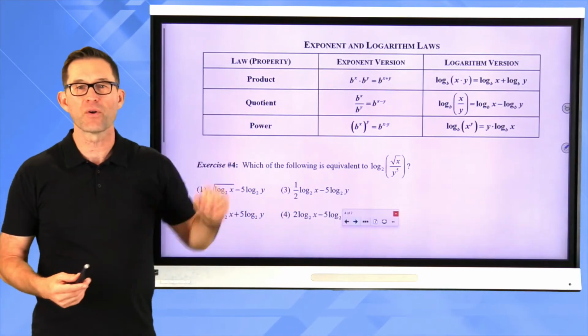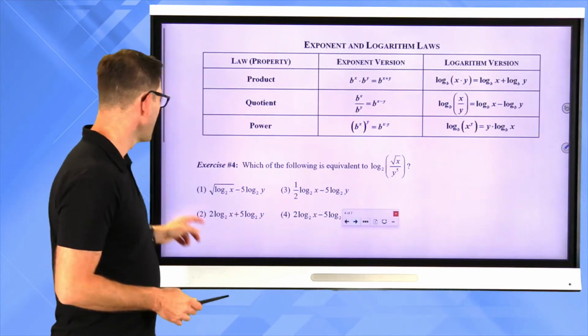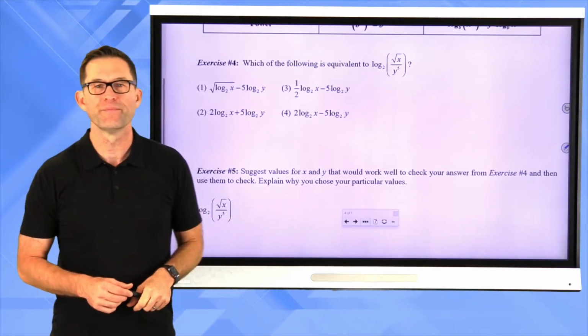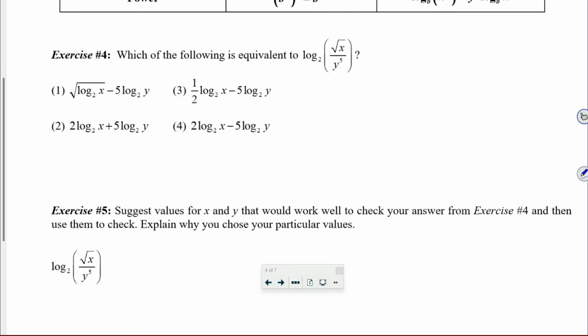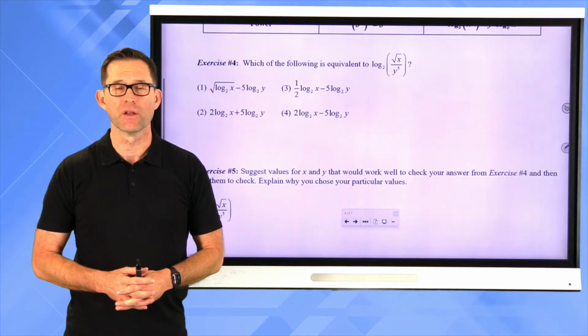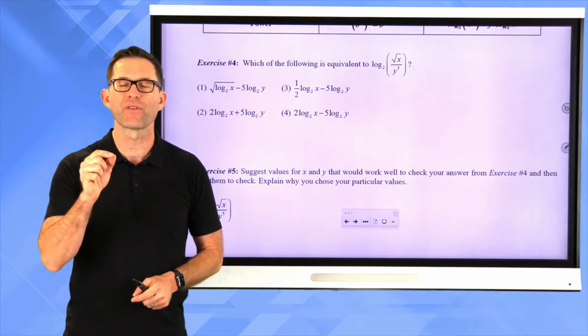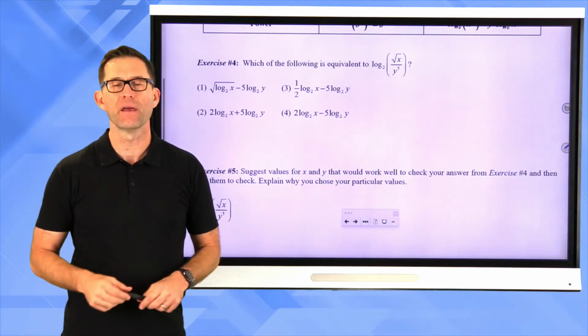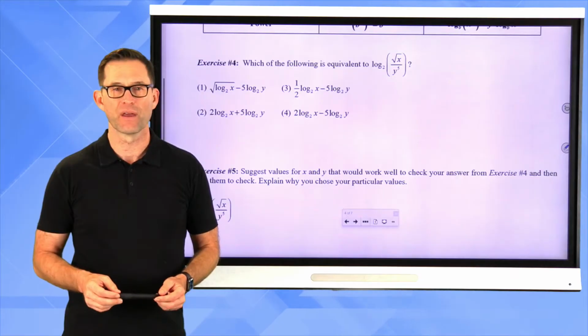Still, same exponent laws, just getting them in there. Now let's take a look at one that kind of gets some roots and stuff going on. Exercise number 4. Which of the following is equivalent to log base 2 of the square root of x divided by y to the 5th? All right, what I'd like you to do is play around with this a little bit. This is actually pretty similar to the last one that we just did in structure and sort of practicality. So play around with it a bit and see what you got.